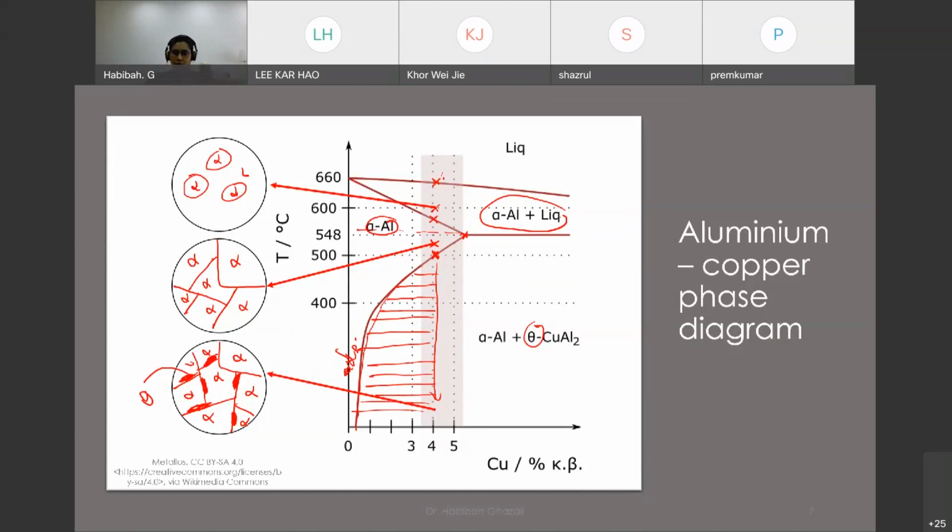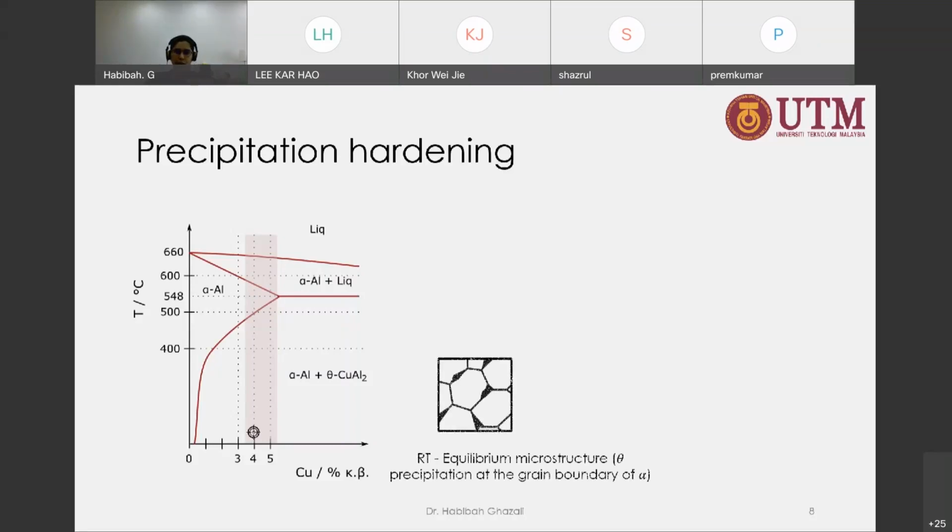If we have the final microstructure as the one you see here, we can heat treat it. So how do we perform this heat treatment process? We need to heat up this microstructure again. This is the microstructure that I drew just now, with alpha as the matrix and this is theta. This is the microstructure after an equilibrium solidification process, when we cool it down slowly.